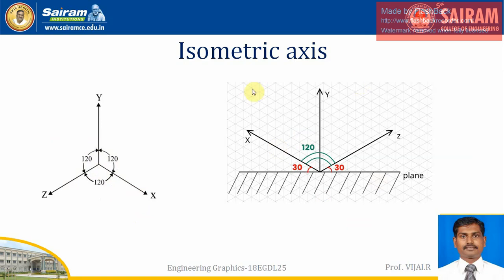To draw the object in the sketch sheet, you can see the sketch sheet at the back side here. These lines are drawn at 30 degrees to the reference plane. So it's 30 degrees, and here 30 degrees, and a vertical line, which is a 90-degree line. By drawing the object parallel to these three axes only, you will get the image.